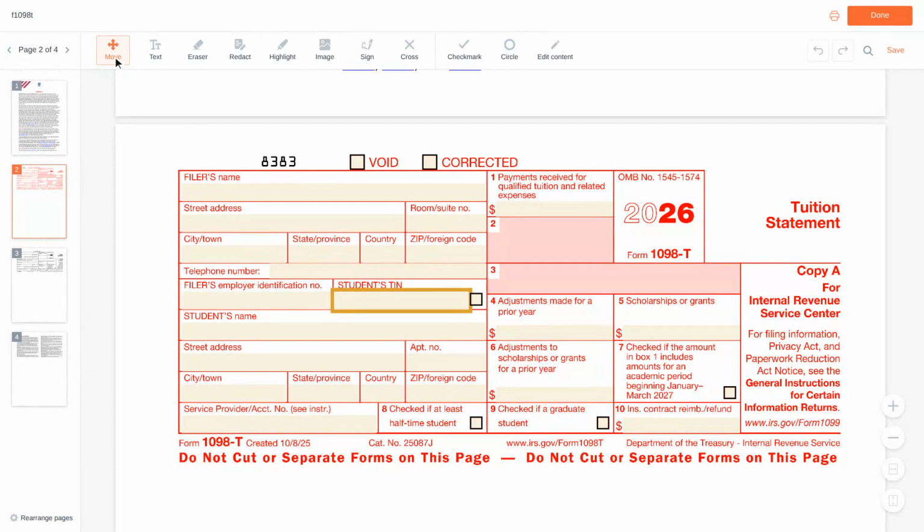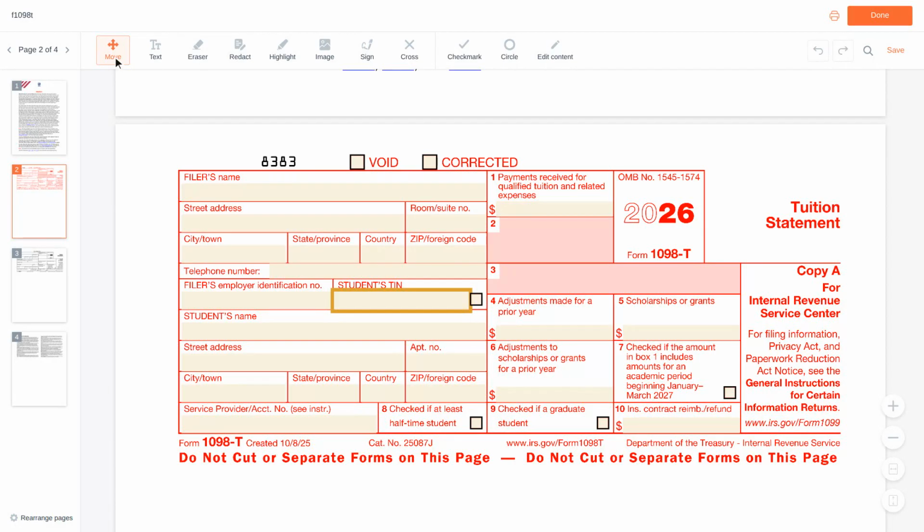IRS Form 1098-T is the tuition statement. Eligible colleges and universities issue it to report payments they received for qualified tuition and related expenses. Students and families use the amounts on it to claim education tax benefits, such as the American Opportunity Credit or the Lifetime Learning Credit, on Form 8863.